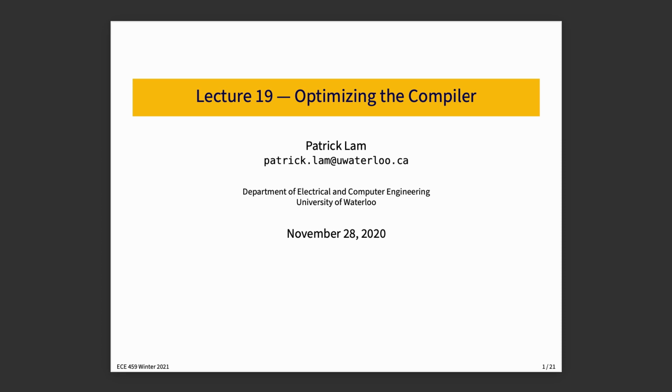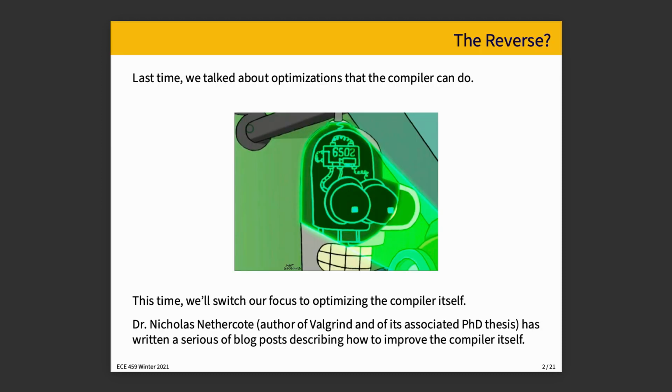Lecture 19, Optimizing the Compiler. Well, this is the converse of the previous topic. Whereas before we talked about what the compiler can do for you, now we're thinking about optimizing the compiler itself. So looking inside the compiler and seeing what it does, why this matters, and how we can speed it up.